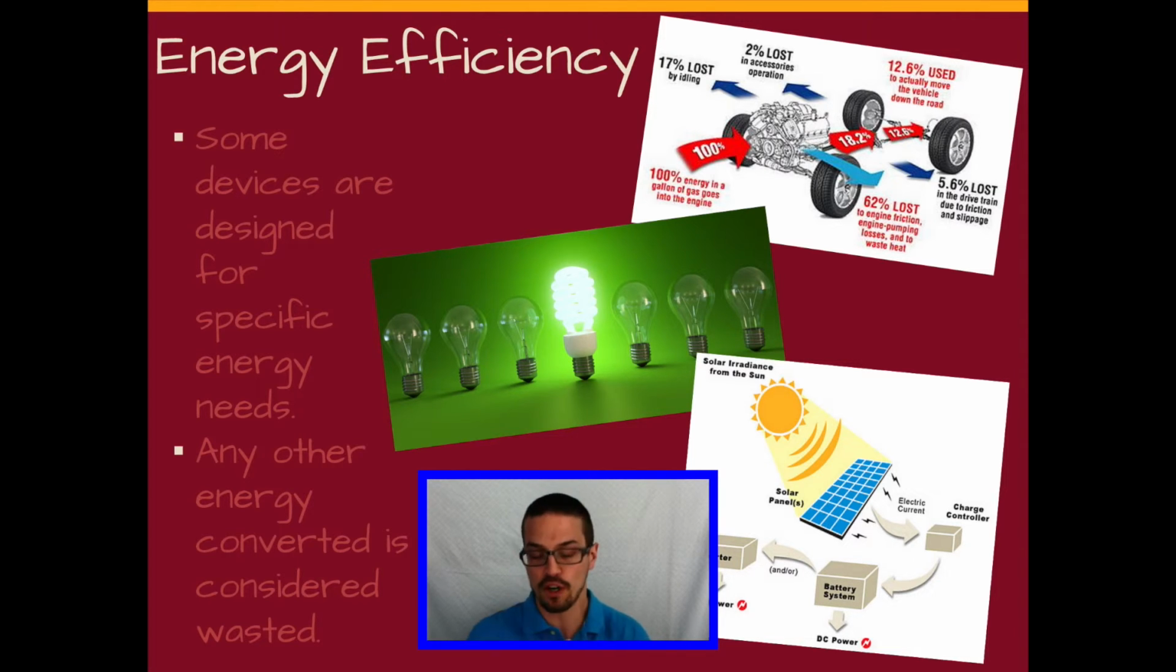You want it to go from point A to point B, but instead a lot of that is used up. As you can see, 62% is lost from that. 5.6% is lost in the drivetrain due to friction and slippage. And then right here it says 12.6% is actually used to move the vehicle down the road from point A to point B. And that's what we really want, but we wish it was a higher percentage. We just want to move. But out of that 100%, we're only getting 12.6% of it. That's about 8 times less of the energy that you would have gotten from that 100%.